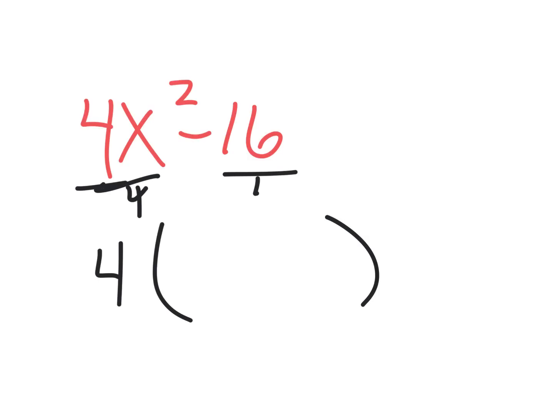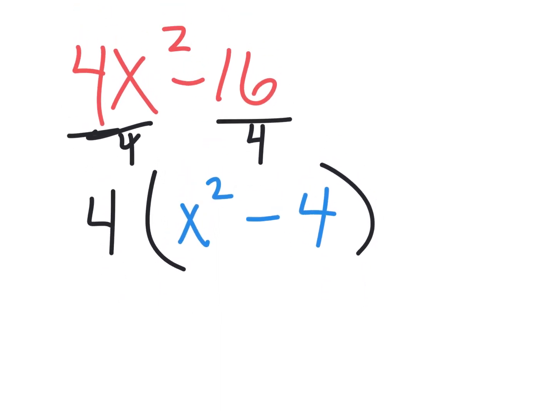George, after the 4 comes out, it's really like dividing by 4. What do I put inside the parentheses? X squared minus 16. Minus 4. There you go, good. And now, what would be the gotcha here?